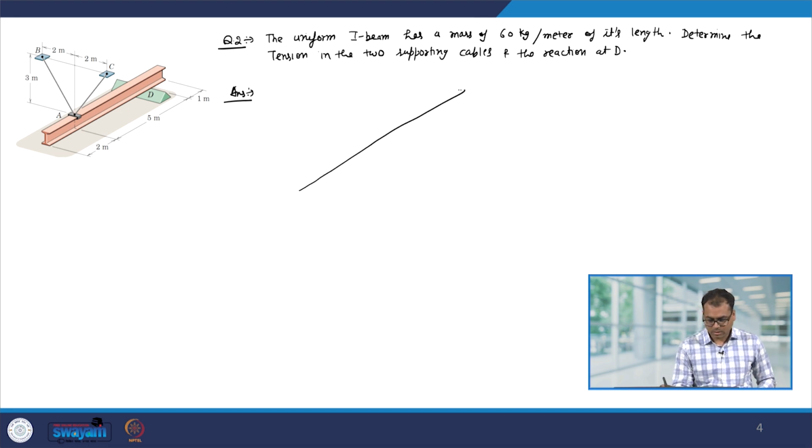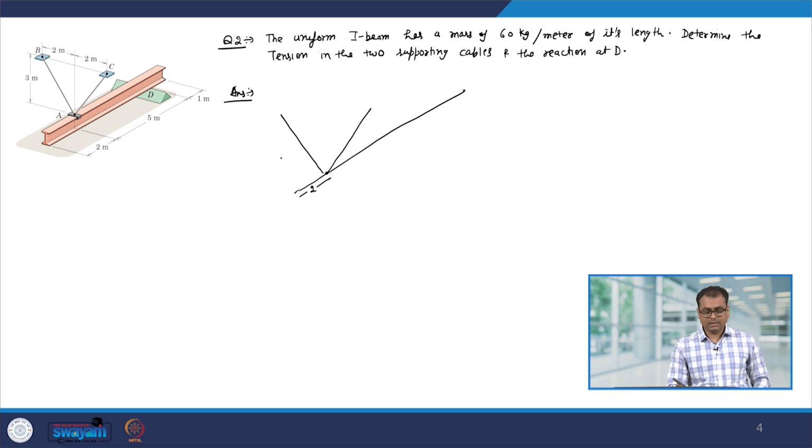We have this I beam, and at a distance of 2 meters we have two cables. In these cables, because of the symmetry, the tension will be the same. Let us say this is T A B, and this is point C. In this direction it will be T A C, but because it is a symmetric problem, you can clearly see that T A B will be equal to T A C, and let us call it T.